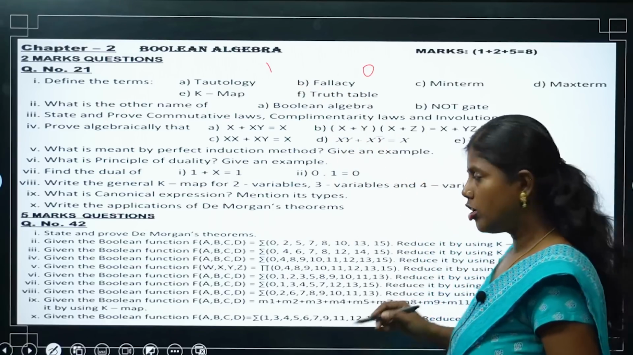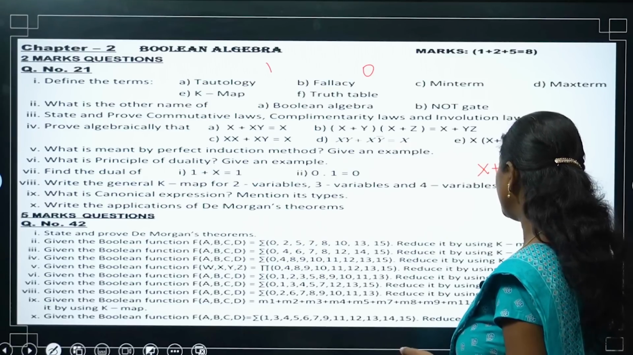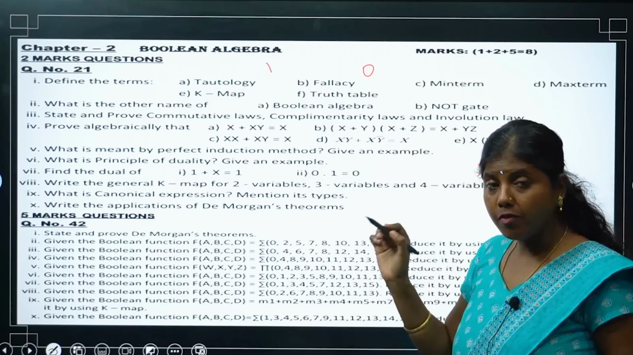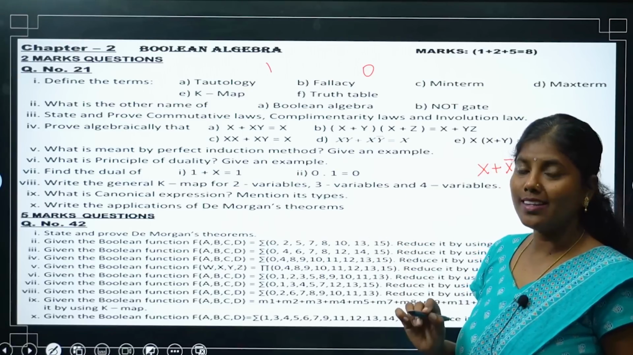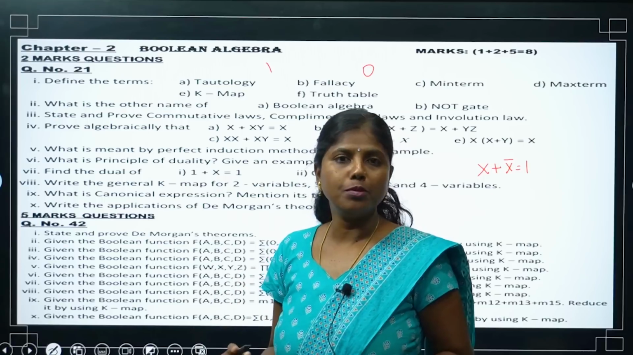So the example for tautology is what? You can write x plus x bar is equal to what? That's going to be 1, no? Irrespective of the value of x, the result is 1. So when you're defining the term, ensure that it is a proper definition.